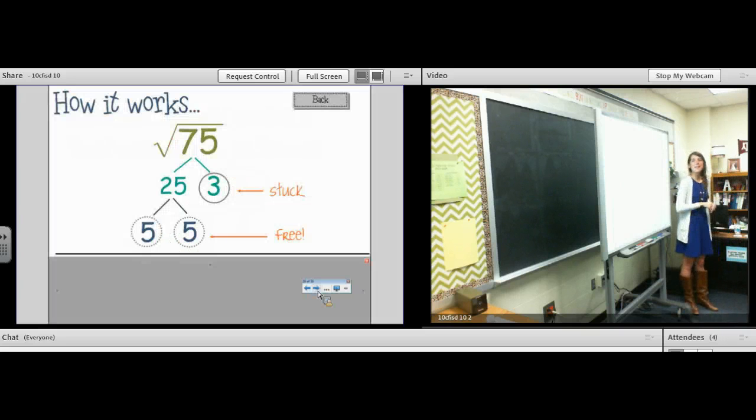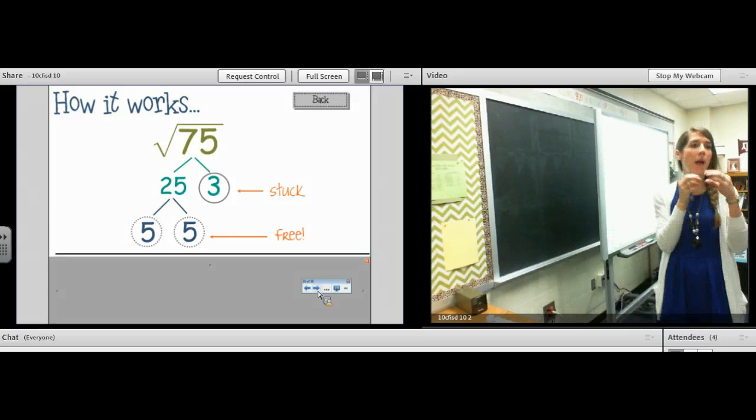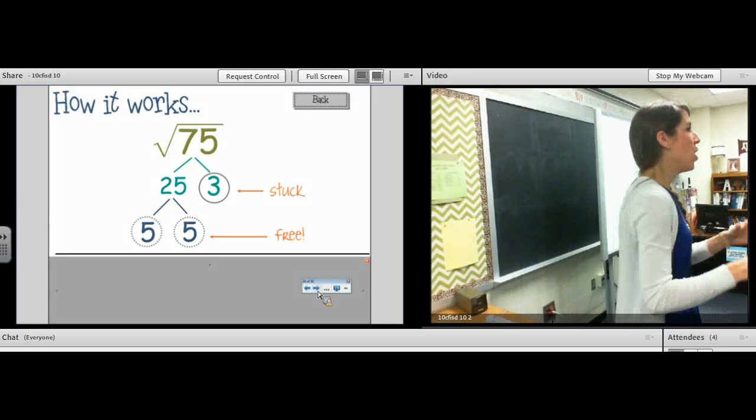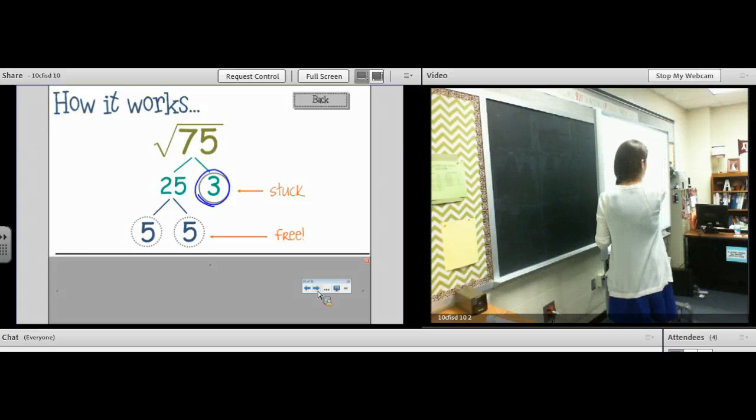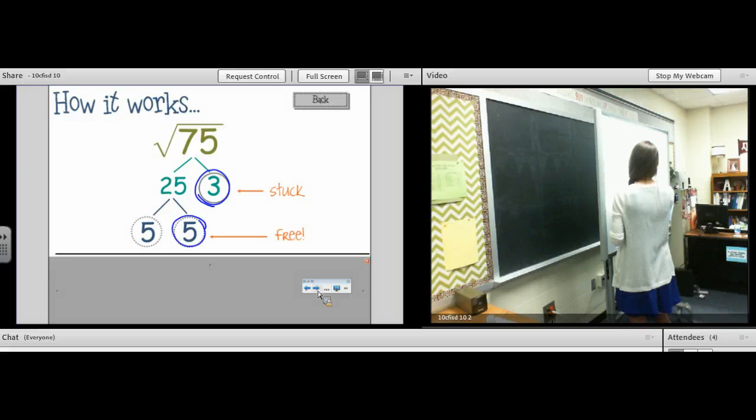How does this actually relate to radicals? This will hopefully ring a bell. 75 is the product of 25 and 3. So you need to find two numbers that multiply to get your radicand. When you find a prime number, you circle it. This one's not prime, so you keep going. 25 is 5 times 5, so that's prime and that's prime.